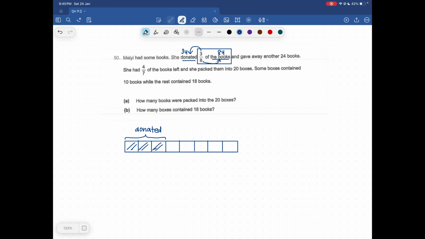Now the second half: she gave away another 24 books. So she did another thing, give away. And how many books did she give away? 24. Now, they did not indicate how many units this 24 books is represented by. So please do not assume that it's 1 unit, 2 units, or 3 units. But you have to assume that it's less than 1 unit or more than 1 unit.